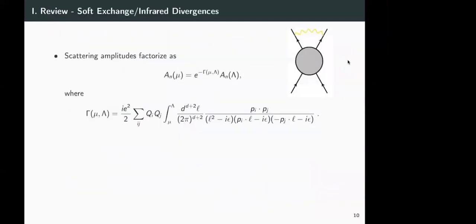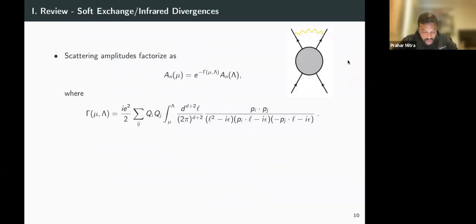Okay, I'm almost out of time, and I'm still at the review. Okay, let's go through this. Let's look at infrared divergences, or just soft exchange, because I'm assuming d greater than or equal to 4.